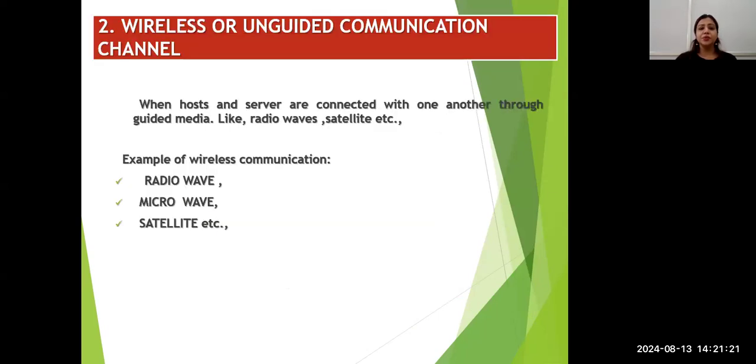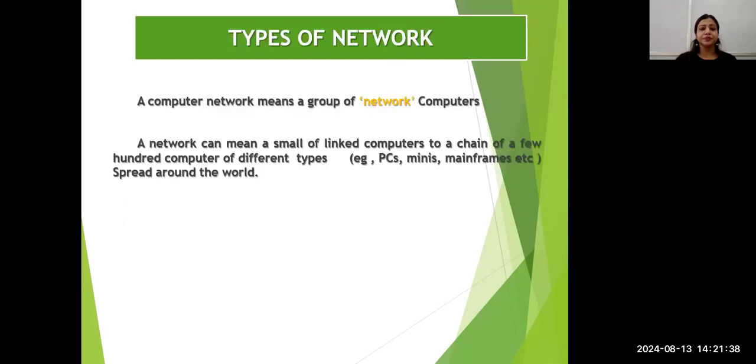Wireless or unguided communication channel. It totally depends on radio frequency. When the host or the servers are connected with one another through an unguided medium like radio wave, microwave, or satellite, it is wireless communication. These are the examples of wireless communication: radio wave, microwave, satellite.